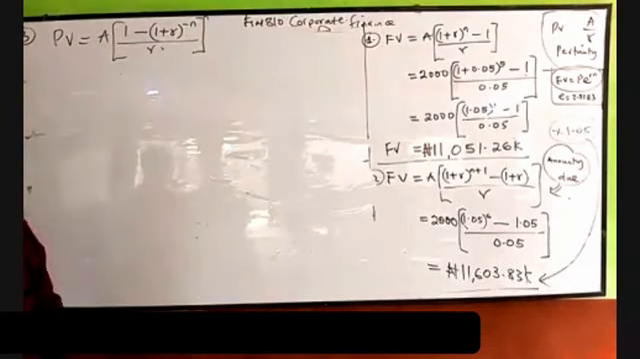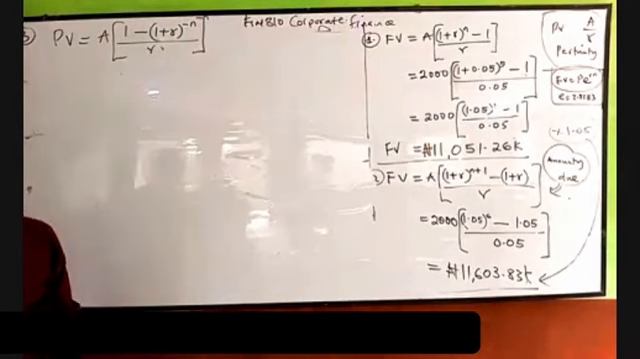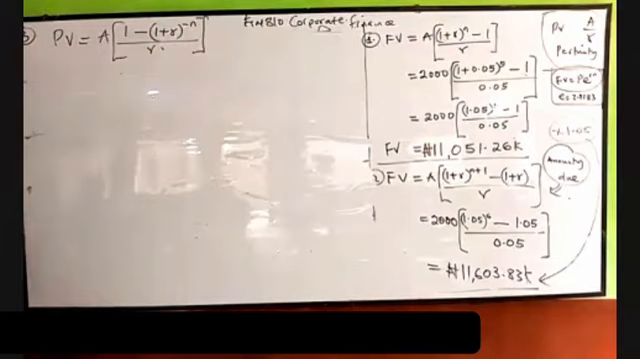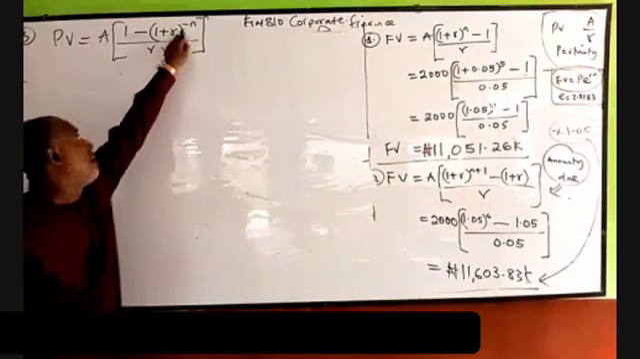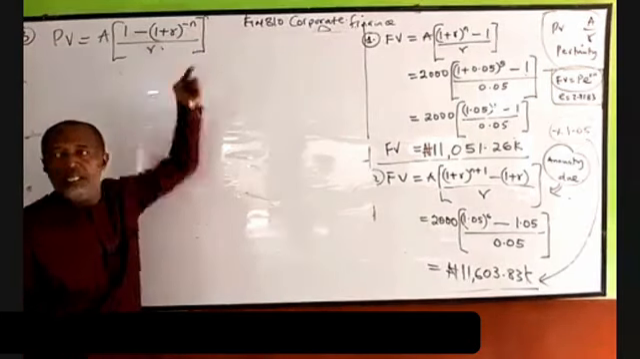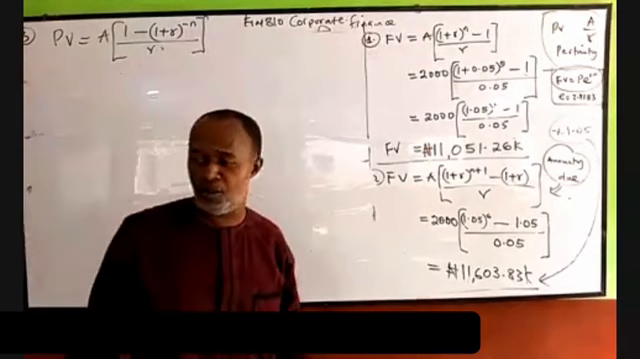Please look at your notes and use the right formula. Present value of ordinary annuity. Yes, there's a minus N there, sir. So don't forget this minus. This small thing means that you never do well.